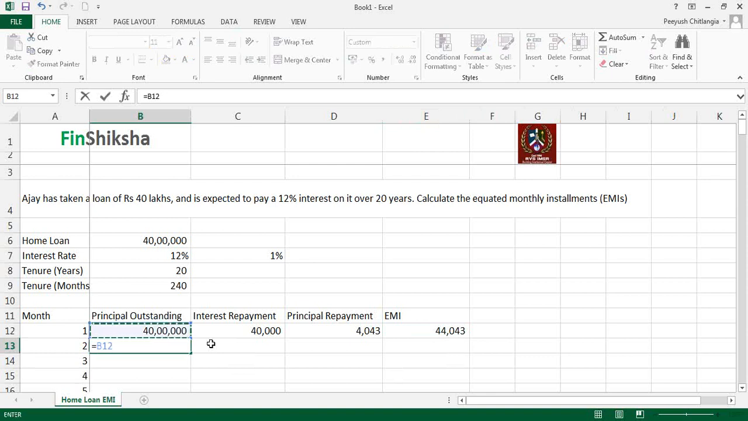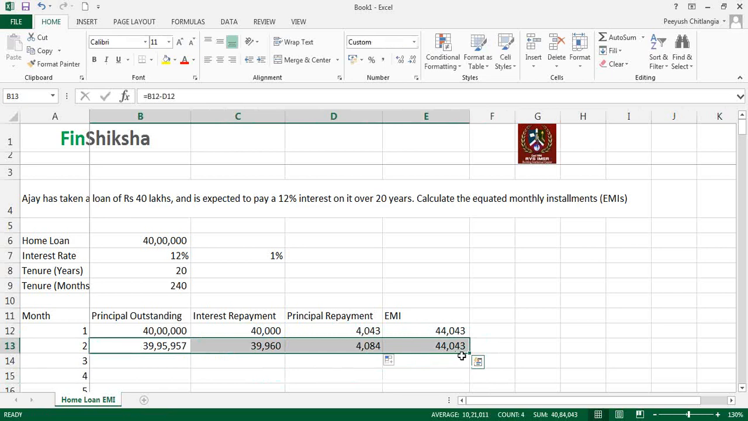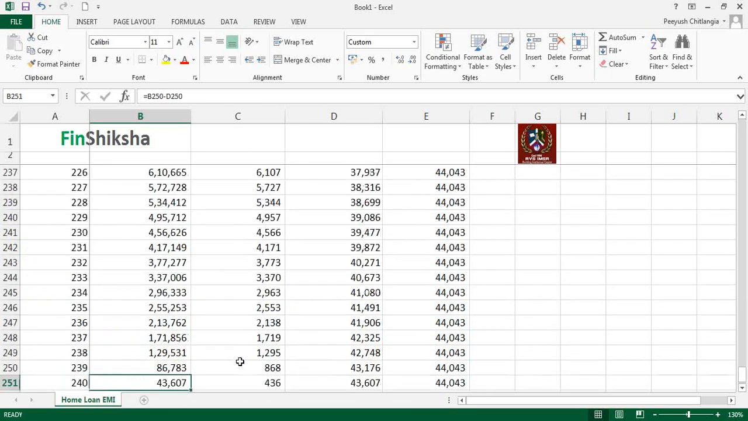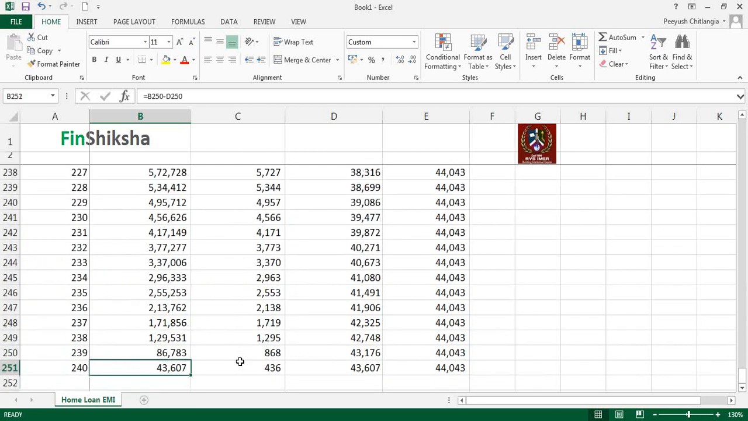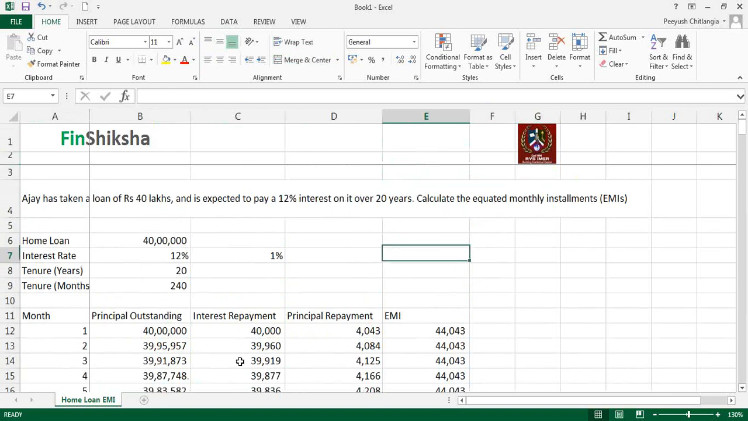Now principal outstanding is the first month principal minus the principal repayment. Interest payment is a direct calculation. This number is equal to the final number because EMIs are going to be constant. That's the calculation, and we can now double click this here so that the entire calculation gets done and we have the entire set of the EMI schedule creation, right?